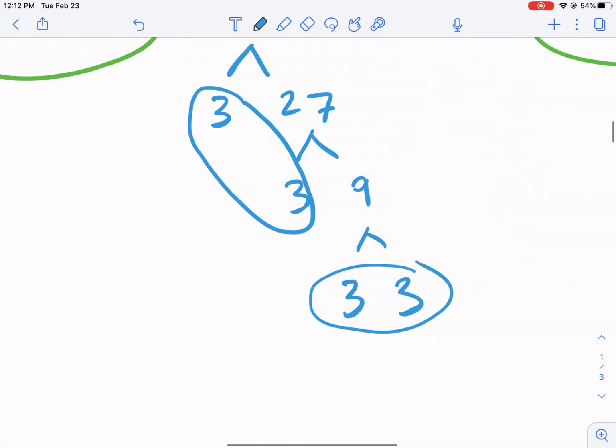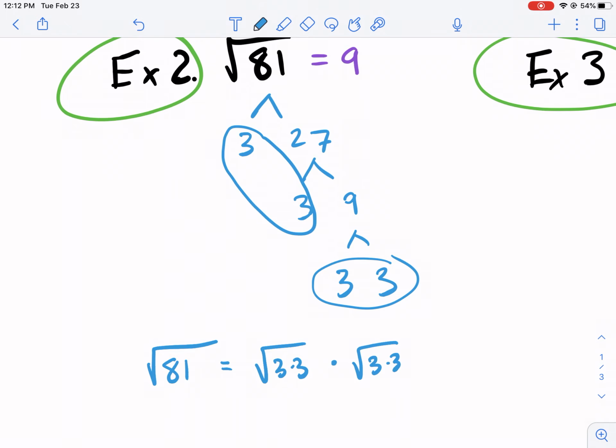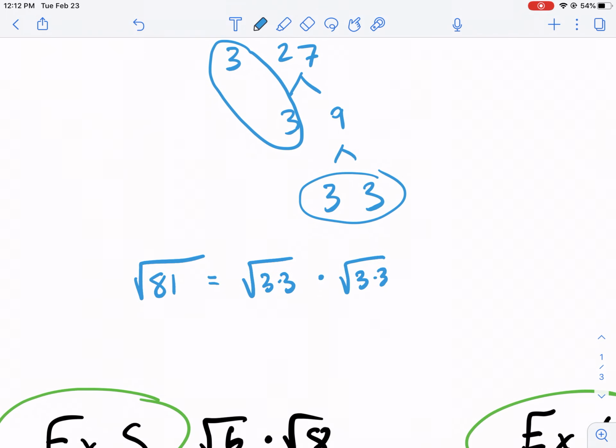And we can rewrite this problem as the following. We can say the square root of 81 is the same thing as the square root of 3 times 3 times the square root of 3 times 3. You're probably like, what are you doing? This is just a roundabout way of doing this. Well, we can say that it's the square root of 9 times the square root of 9. Well, what's the square root of 9? The square root of 9 is 3, okay? Because we know that 3 times 3 equals 9. So what's that equal? 3 times 3? 9, okay?